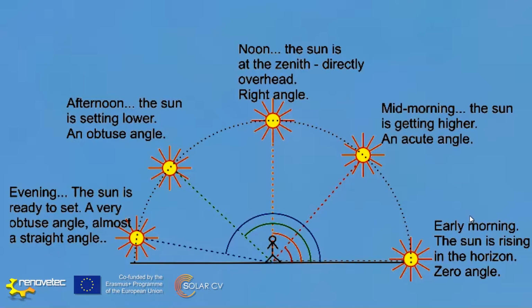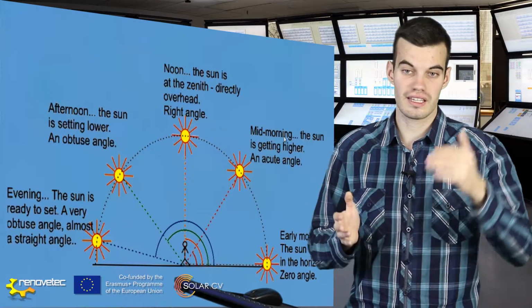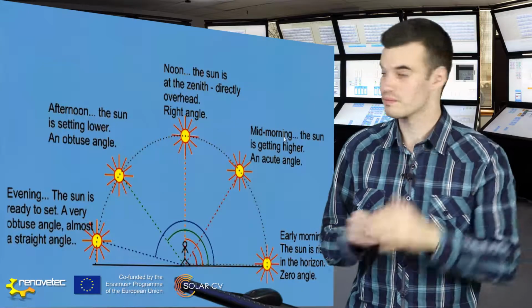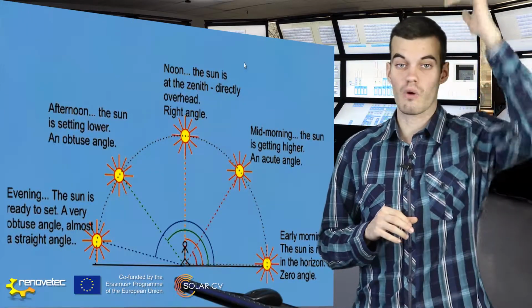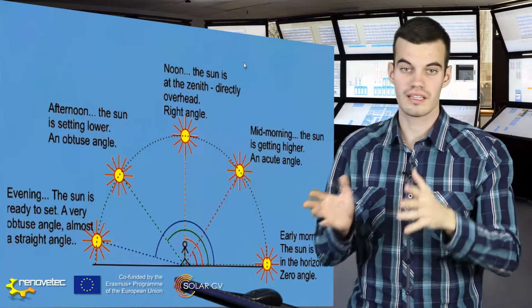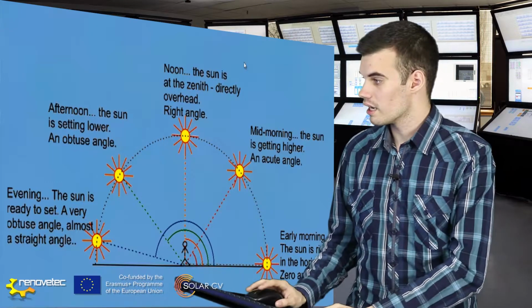Here in early morning the sun is rising on the horizon, so the incidence angle is 90 degrees, although here we are measuring the angle with respect to the observer, and it is 0 degrees. In mid-morning the sun is getting higher, that is, the incidence angle is decreasing, and at noon the sun is at the zenith, directly overhead, and the incidence angle is 0 because both vectors match.